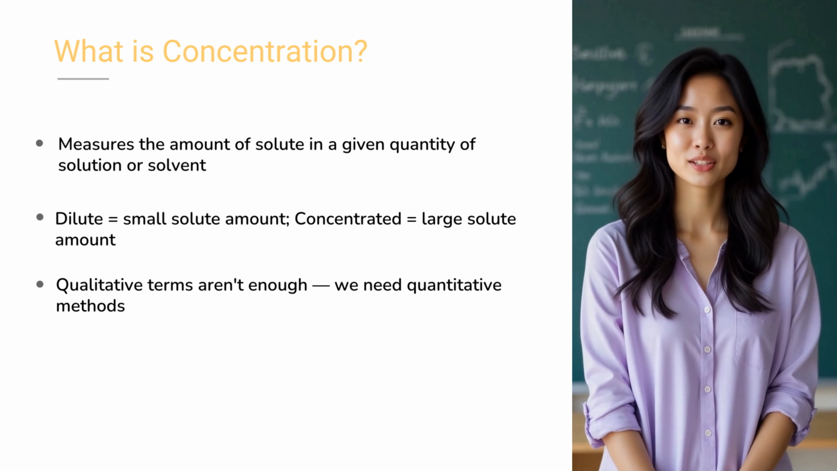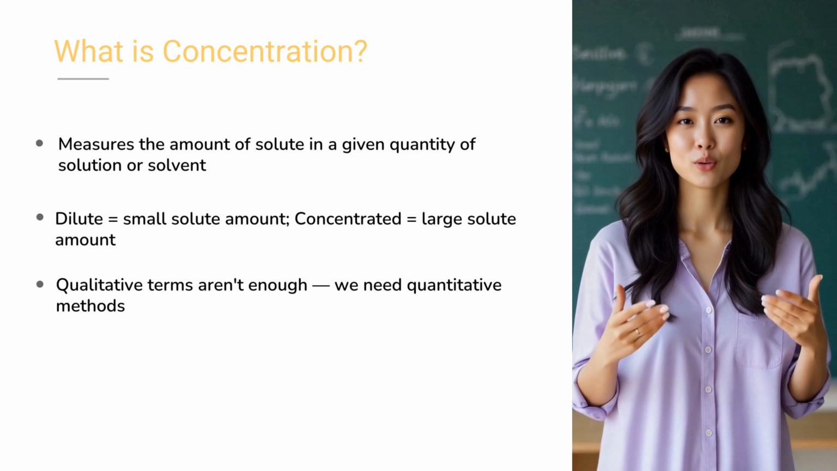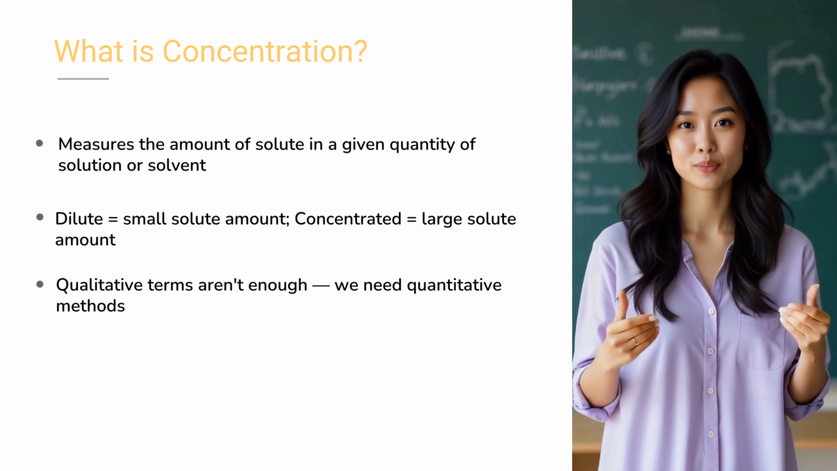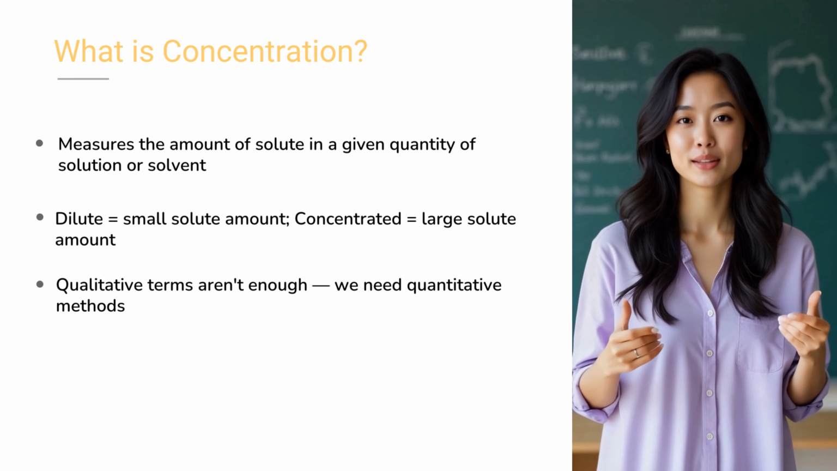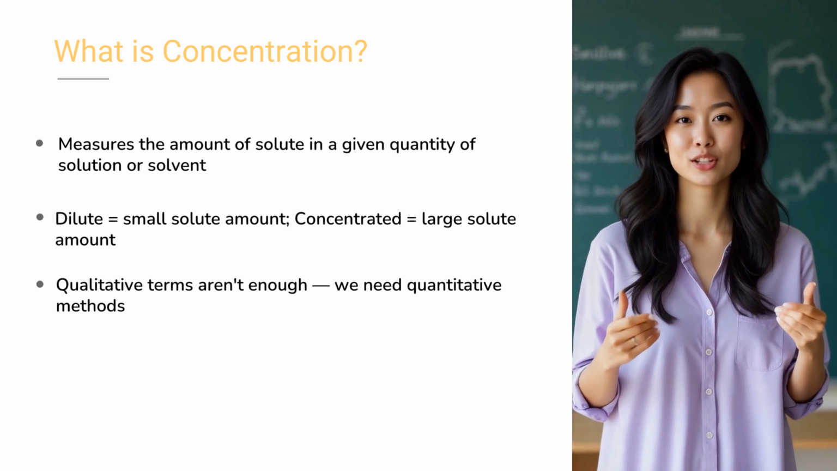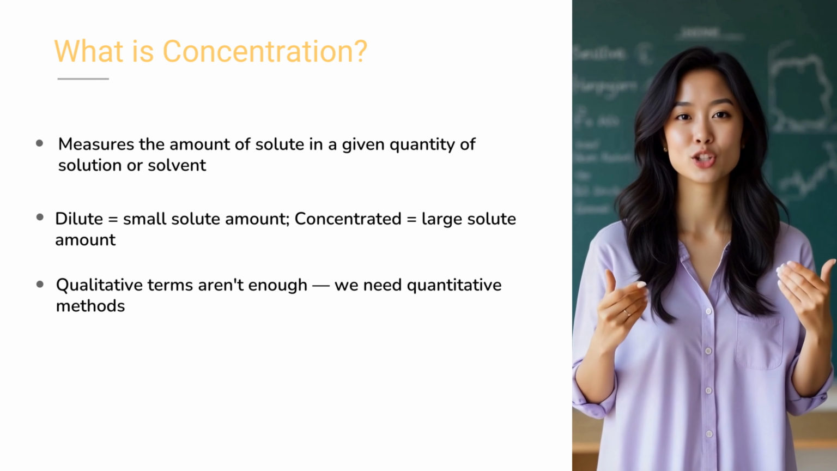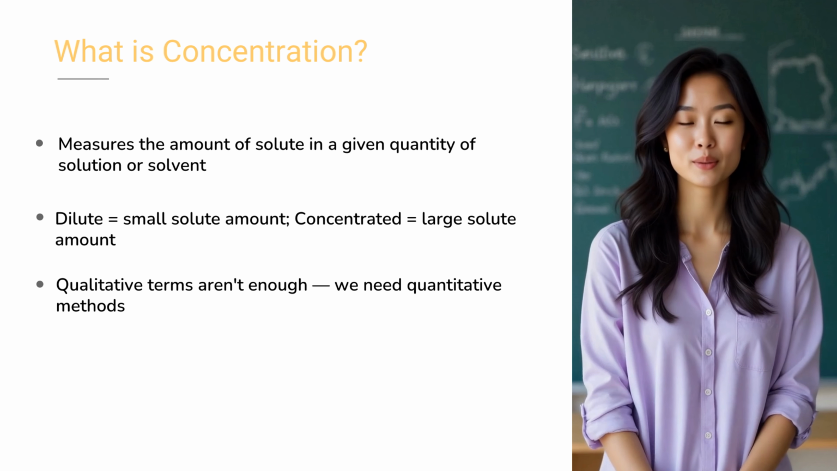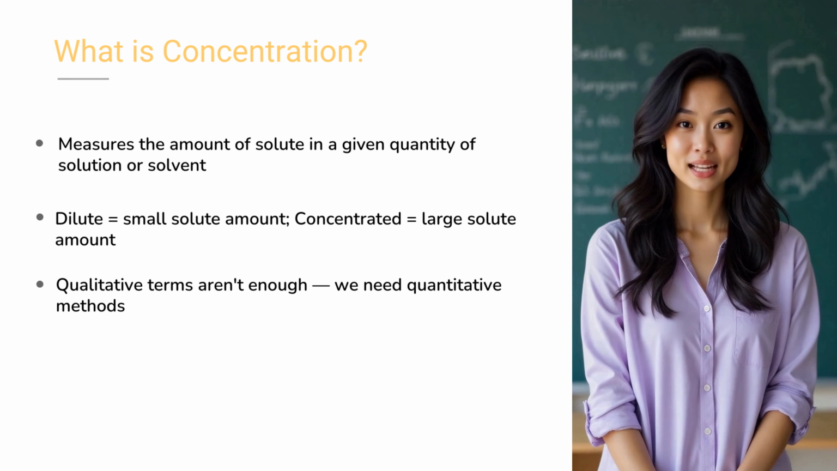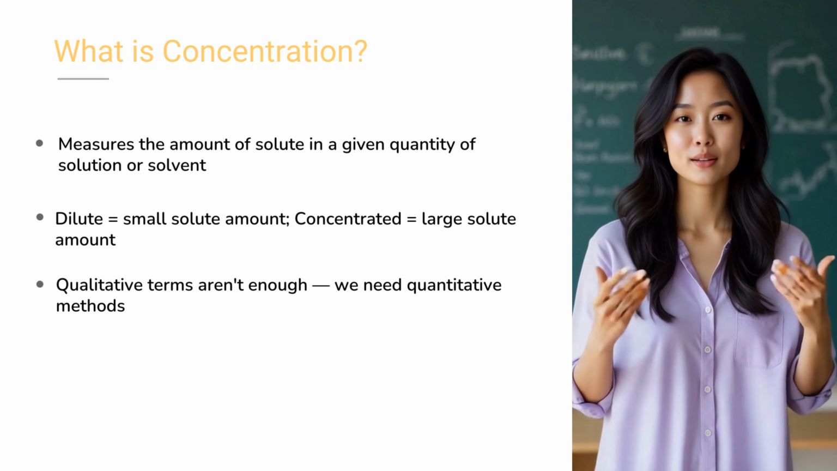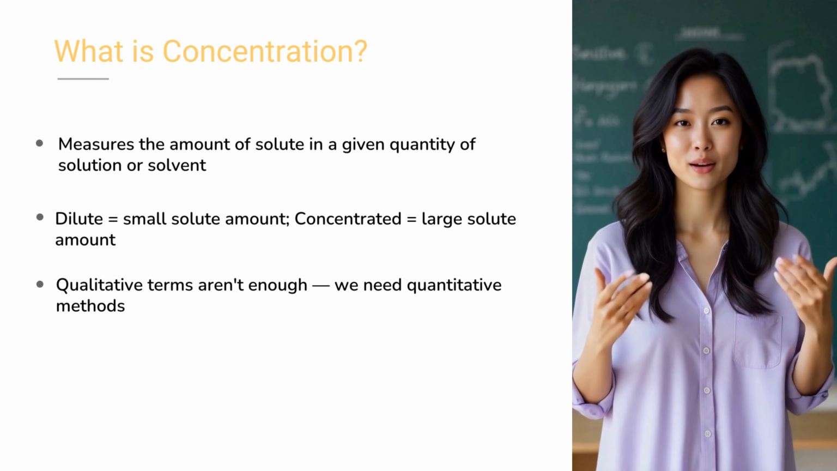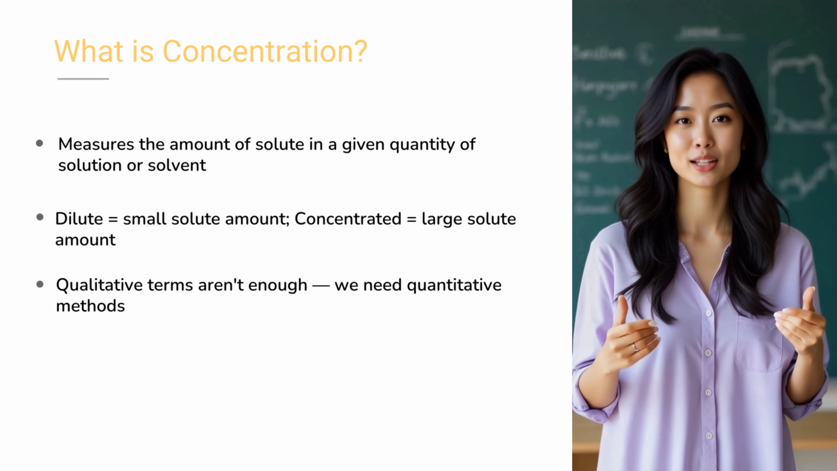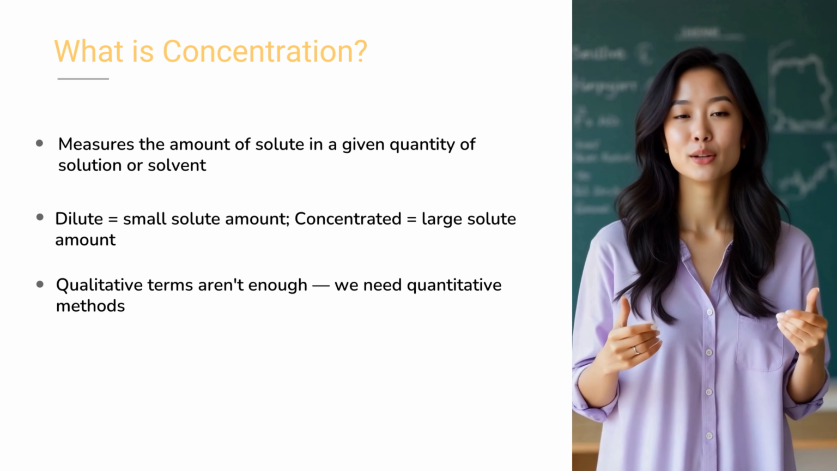In simple terms, concentration refers to the amount of solute present in a given quantity of solution or solvent. Solutions can be dilute, having a small amount of solute, or concentrated, containing a large amount of solute, but these are just qualitative terms. In chemistry, we need quantitative ways to express concentration so that measurements are precise, repeatable, and universal. Let's explore the standard methods to express concentration.